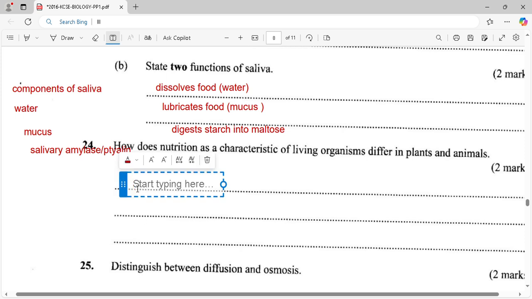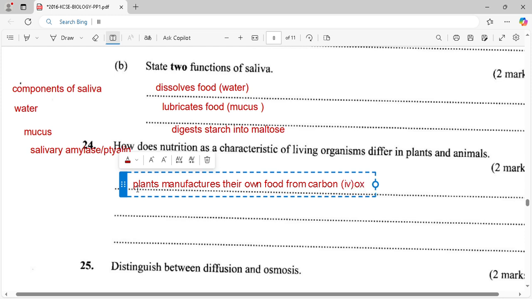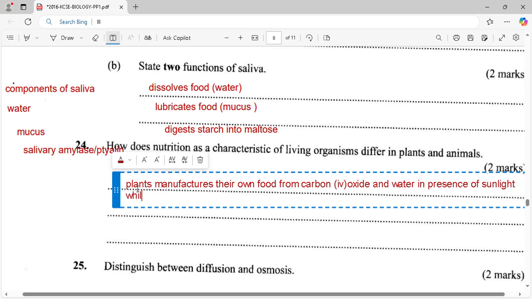So say here, plants manufacture their own food from carbon dioxide, water, in presence of sunlight, while animals depend on already manufactured food.